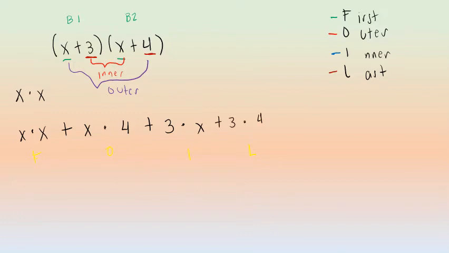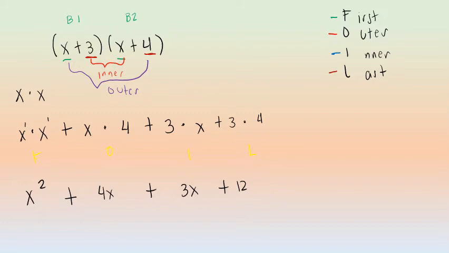Okay, so let's simplify. X times x, paano tayo nag-multiply ng ganito? That is, copy the base, then add yung exponents. So, we have here 1, dito rin 1, so that will be x squared plus 4 times x, that is 4x, plus 3 times x, that is 3x, plus 3 times 4, or positive 3 times positive 4, that is positive 12.